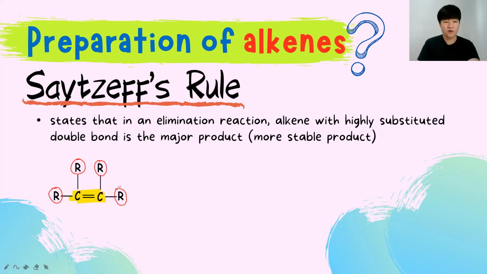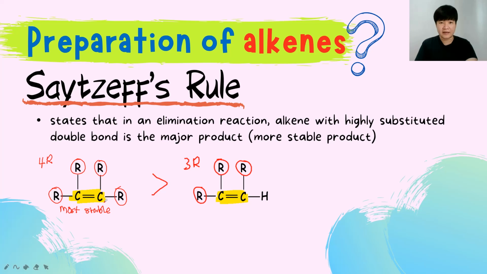So in this 4 R group, it's very highly substituted. That's why it's the most stable, and that will be your major. Next, you have your double bond again over here. But look at how many R groups you have: 1 R group, 2 R group, 3 R group. So you only have 3 R groups. This 3 R group will be less stable than this guy. So between these two, this will be major, this will be minor.